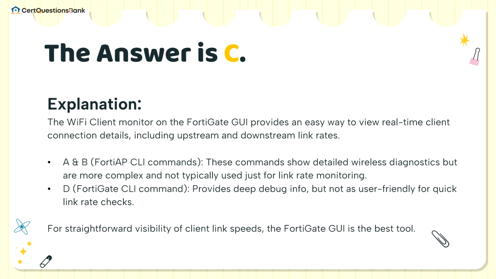The answer is C. The Wi-Fi client monitor on the FortiGate GUI provides an easy way to view real-time client connection details, including upstream and downstream link rates. A and B are FortiAP CLI commands. These commands show detailed wireless diagnostics but are more complex and not typically used just for link rate monitoring. D. The FortiGate CLI command provides deep debug info, but is not as user-friendly for quick link rate checks. For straightforward visibility of client link speeds, the FortiGate GUI is the best tool.